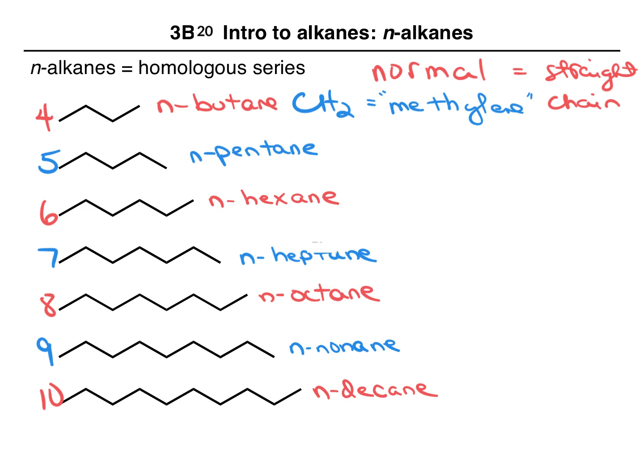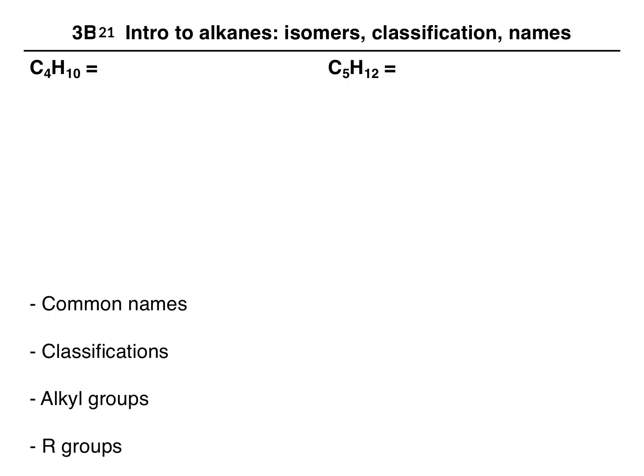So keep in mind for each of these, the ane ending tells us that we have all carbon-carbon single bonds. The parent name tells us how many carbons we have. So but is 4, pent 5, hex 6, hept 7, oct 8, non 9, and dec 10. And then in this case, the N tells us about the connectivity. This tells us that they are all straight chain. They are not branched.